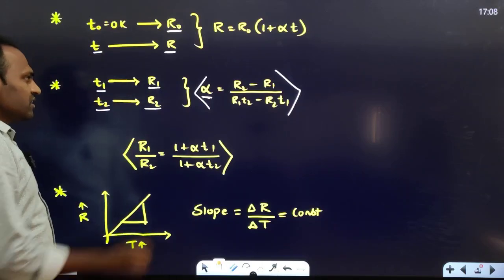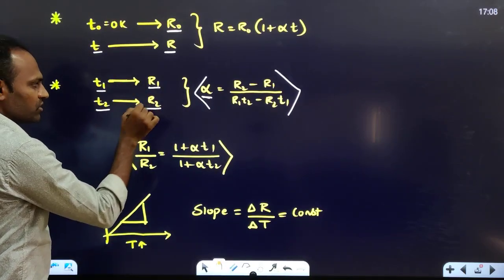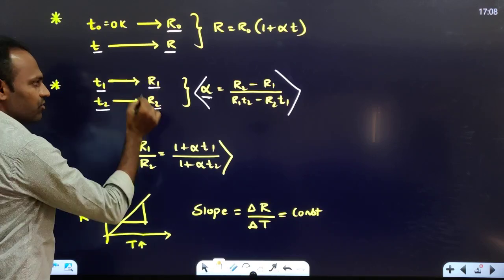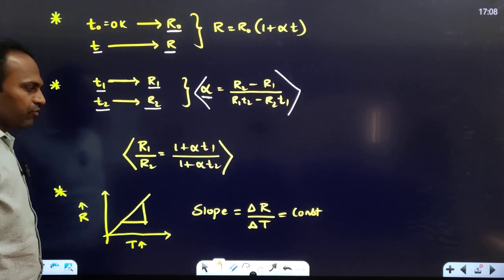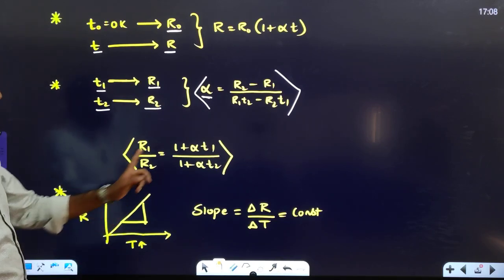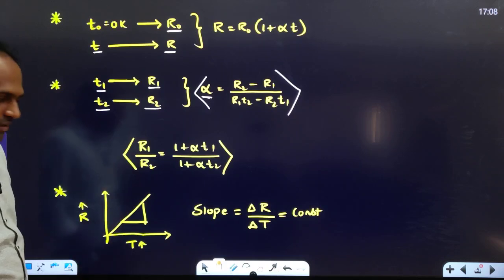Next, in the same case, if T1 is given, R1 is given, T2 is given, R2 is asked, or T1 is given, R1 is given, R2 is given, T2 is asked, use this formula to calculate, right? R1 divided by R2 is equal to 1 plus alpha T1 divided by 1 plus alpha T2. Use this formula to calculate that.